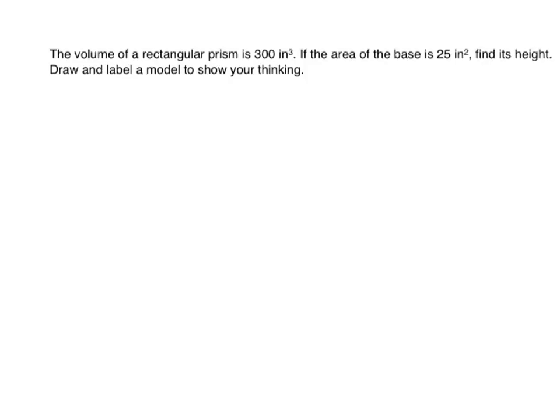Okay, let's take a look at this one. The volume of a rectangular prism is 300 inches cubed. If the area of the base is 25 inches squared, find its height. Draw and label a model to show your thinking. Okay, two tasks here. One, we have to find the height, and two, we have to draw a picture. We know that we can calculate volume by multiplying one of the faces, commonly we'll just call that the base, times the height, which is one of the dimensions beyond that face.